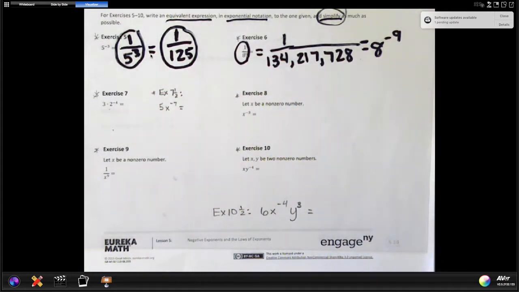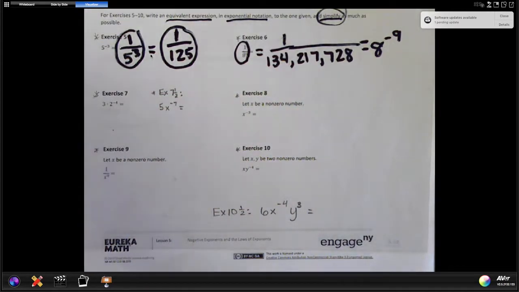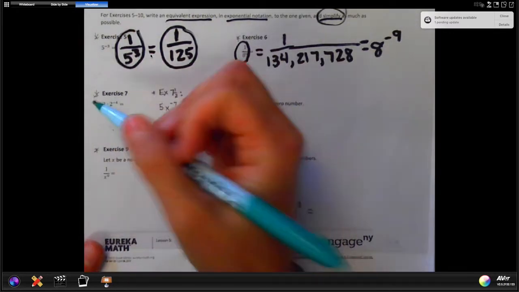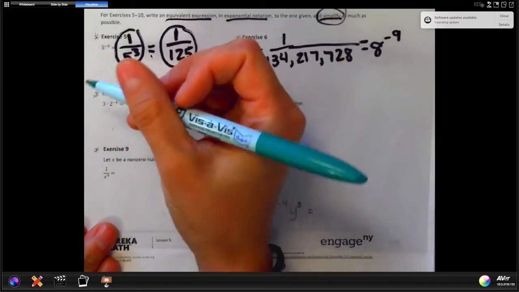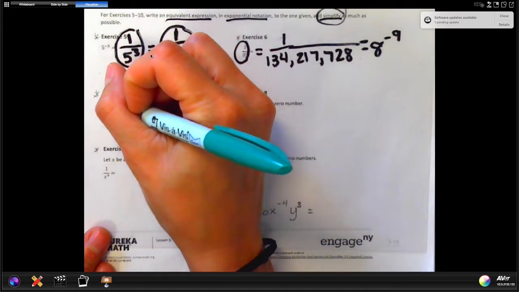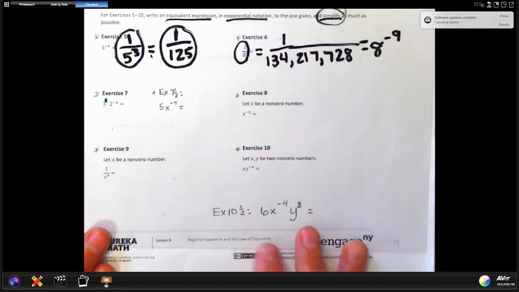We need to be able to go back and forth through these 3 versions. Okay, moving on, in the second little row here, we're down to exercise 7. Now they're going to add another piece to the puzzle. What happens if we have another number in front of our negative exponent? Well, let's not forget that there's really a positive 1 exponent on this first 3.